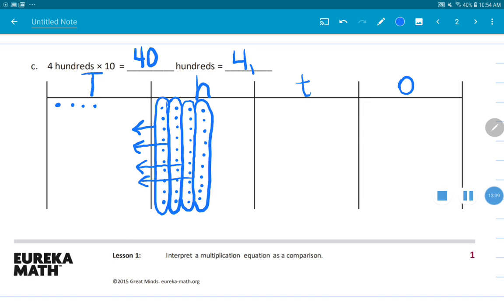How do I write 4,000 in standard form? Okay, so I have my 4. Now what do I put? 3 zeros. 4 in the thousands place, and I put a comma. Then 0 hundreds, 0 tens, and 0 ones.